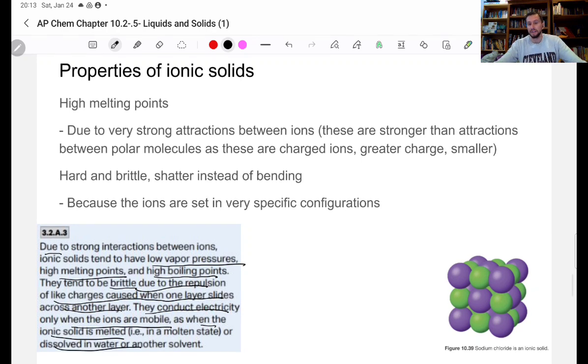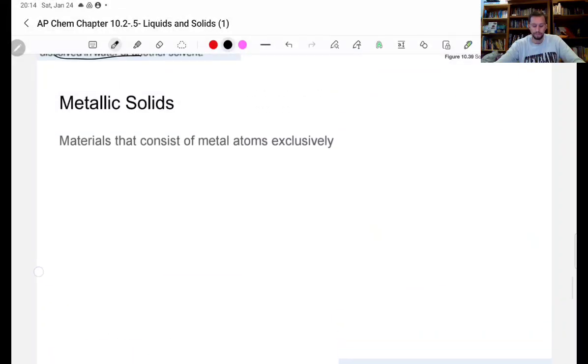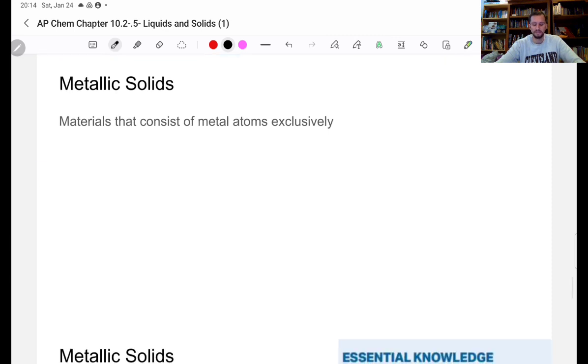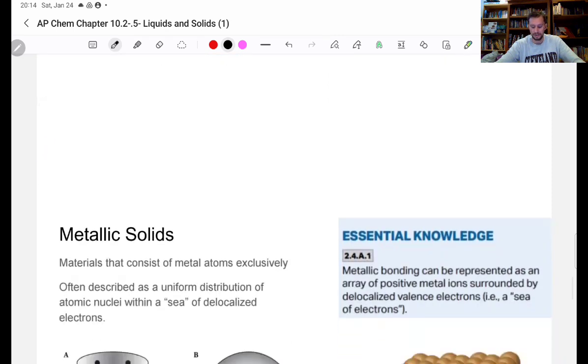So that's something you should know, that ionic substances are not going to conduct electricity in the solid phase, but they will in the aqueous phase or as a liquid. Then we have metallic solids, and metallic solids are materials that consist of metal ions exclusively.